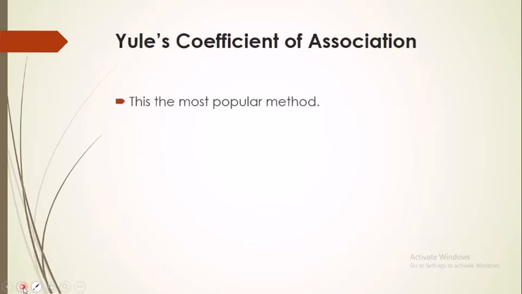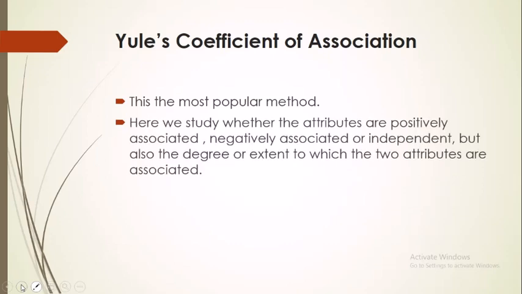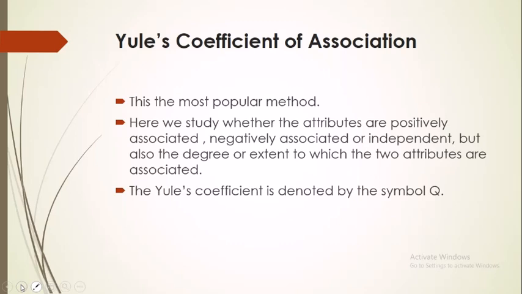Now, this is the most important and most popular method of studying the association. It is important and most popular because here we are not only determining the nature of the association, that is whether the attributes are positively associated, negatively associated, or independent, but also the degree or extent to which the two attributes are associated. So that is why Yule's coefficient of association is the most important method.